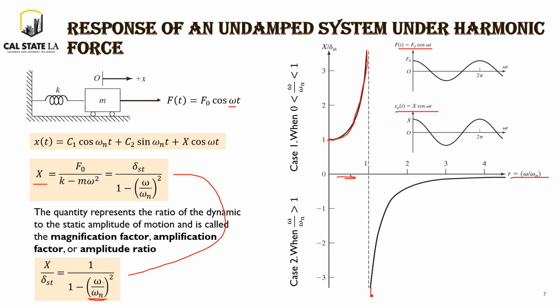As omega keeps increasing, this number will decrease. So this is what we see in this plot. It will decrease. And if omega is almost close to positive infinity, or the ratio is very large, in that case, the number becomes almost 0.